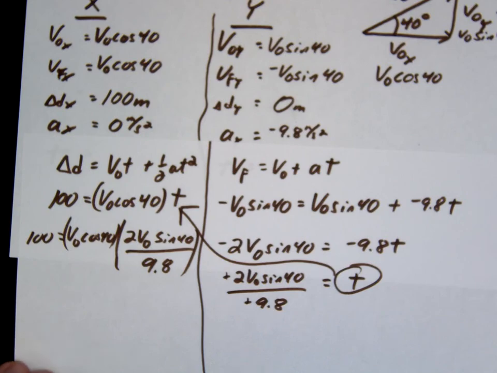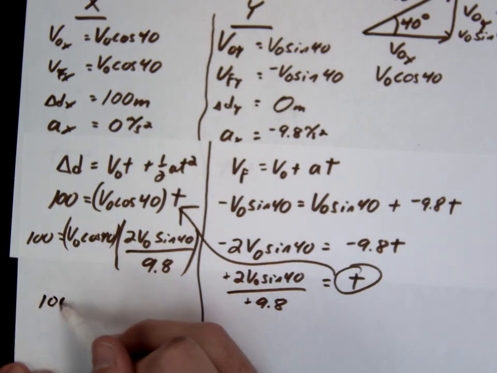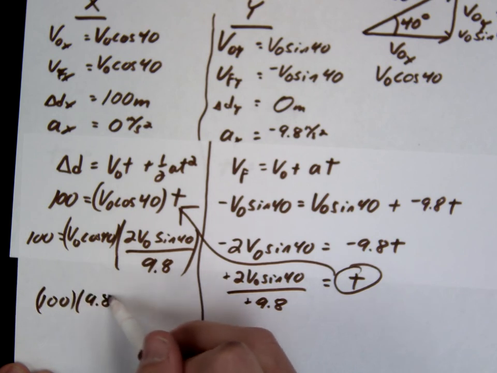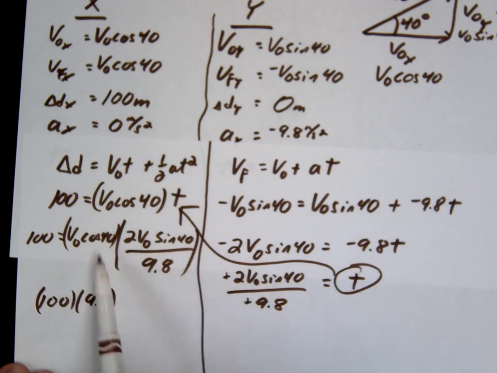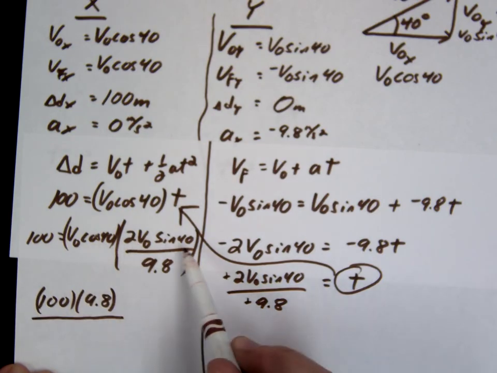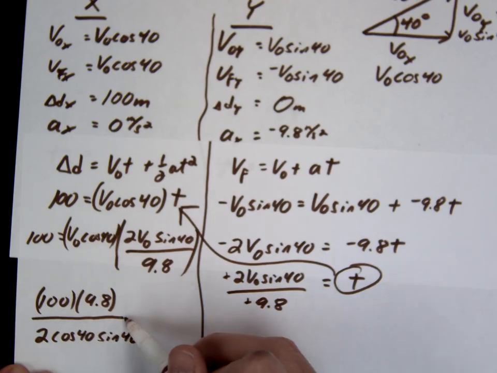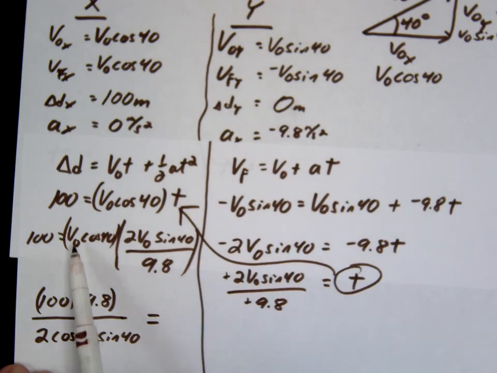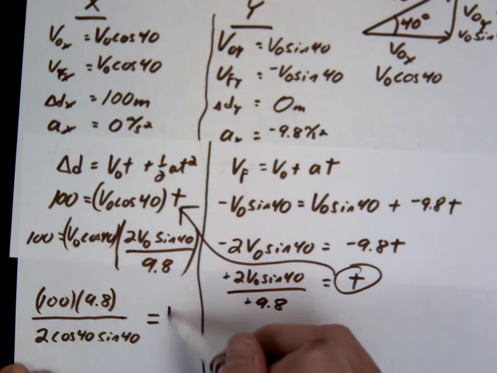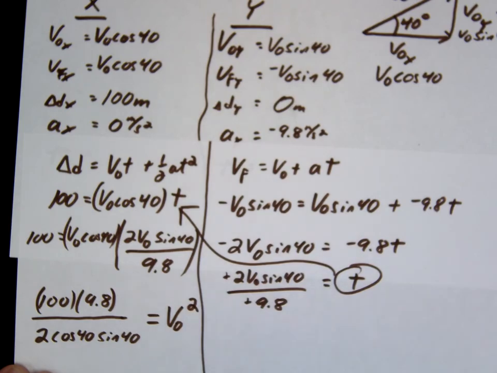Now it's just going to be some algebra, right? Multiply both sides by 9.8. Divide both sides by cosine 40. Divide both sides by 2. Divide both sides by sine 40. What's V0 times V0? So at this point, you definitely want to go ahead and do the math here and solve for it.